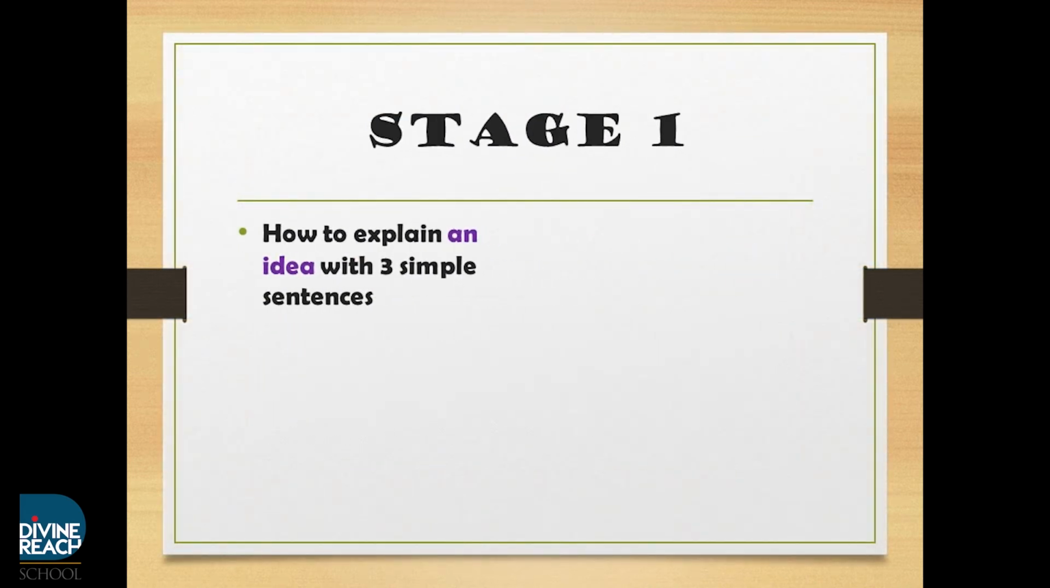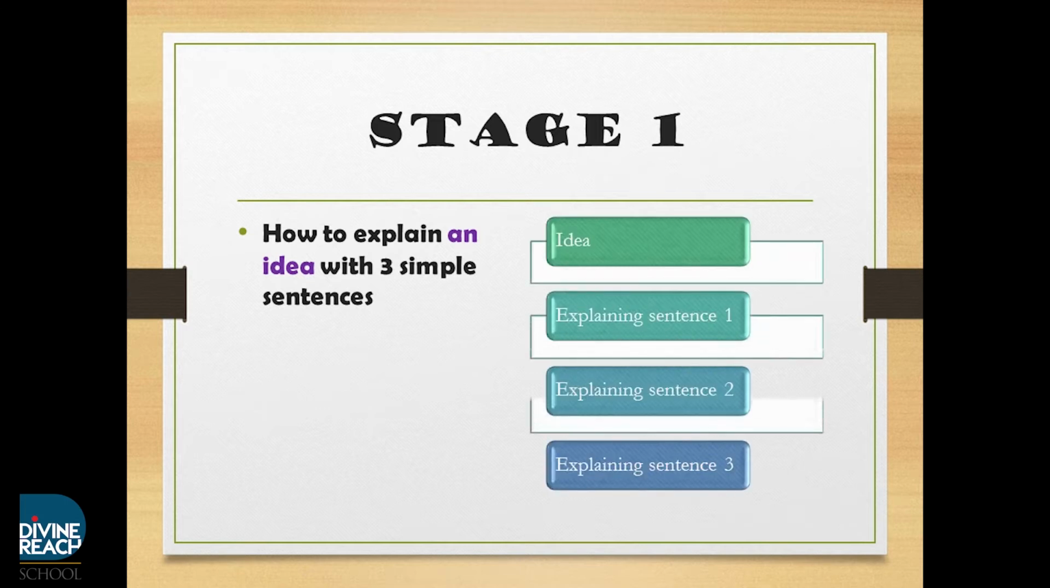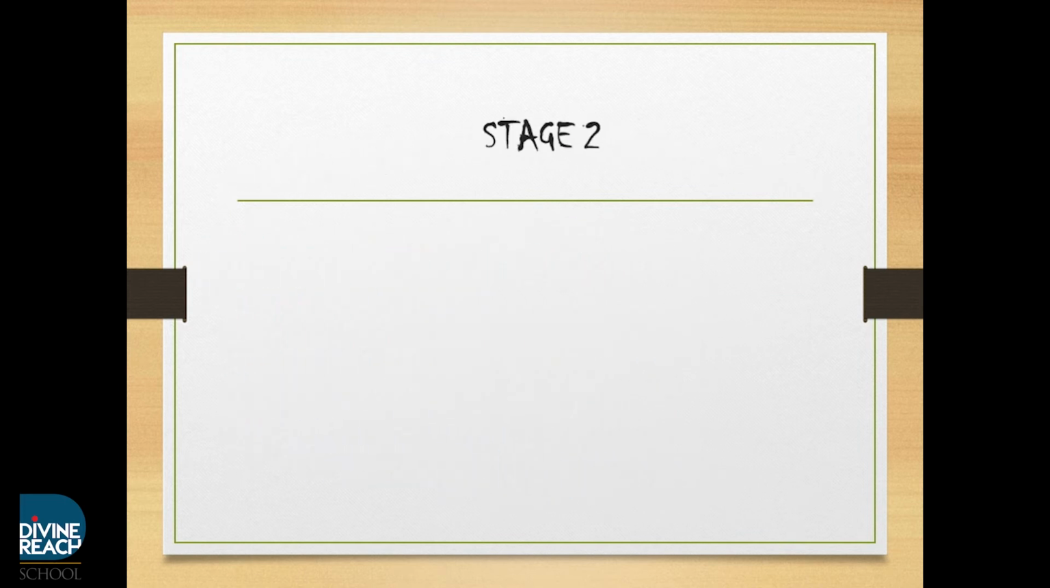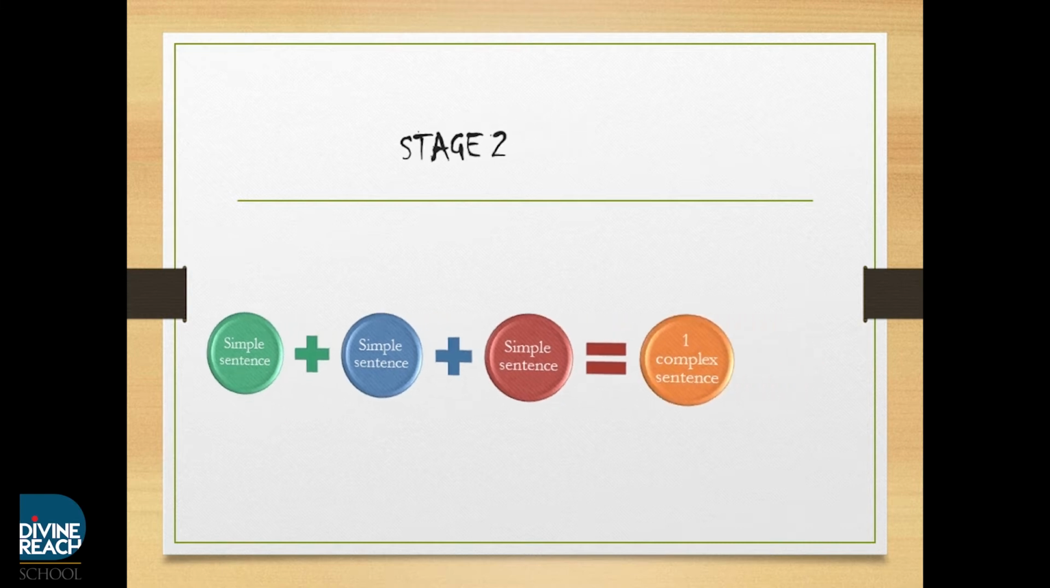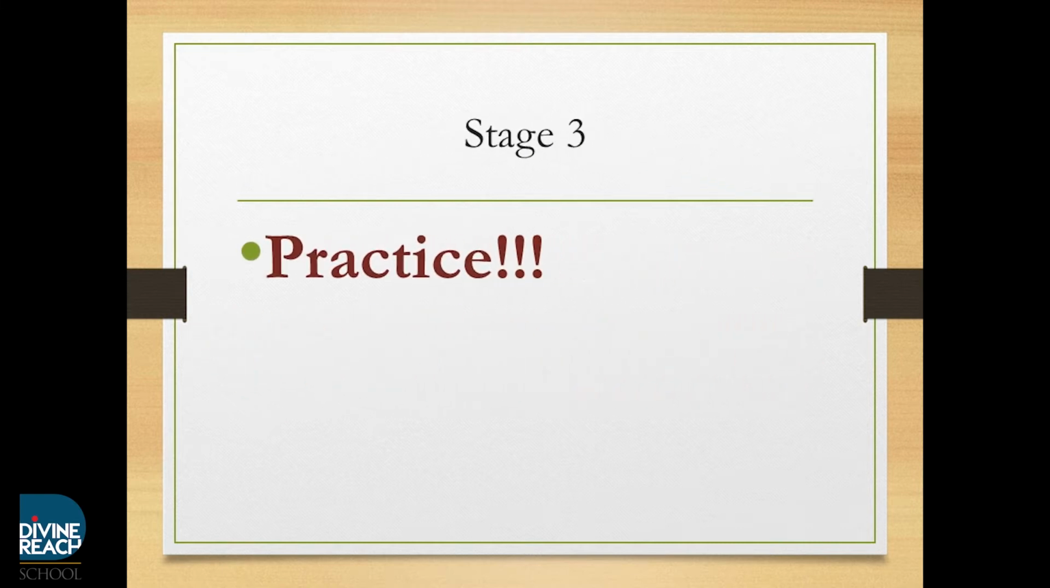In stage number 1, I'm going to show you how an idea can be explained with 3 simple sentences. In other words, I'm going to show you one of the techniques to explain an idea. In stage number 2, we will simply join these 3 simple explaining sentences in order to make one complex structure. And of course, in the third stage, we're going to practice together. Let's get started.